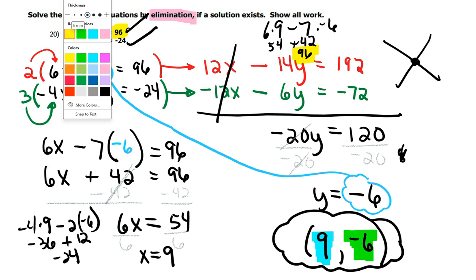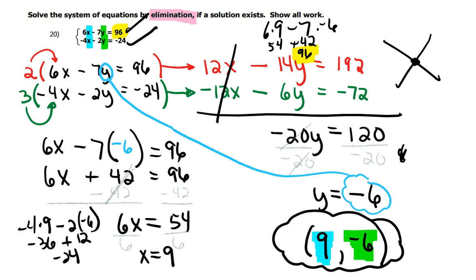And I used yellow, blue. How about this color? And here I got negative 24, which matched that one. So that is elimination using the x's.